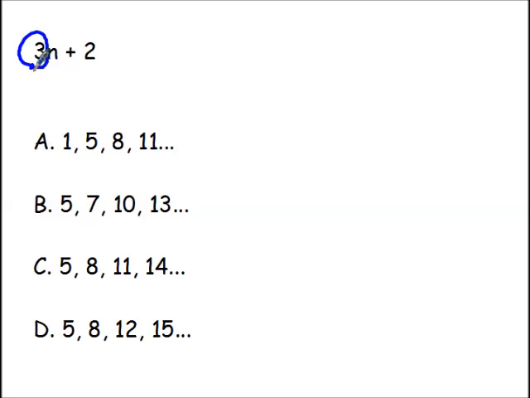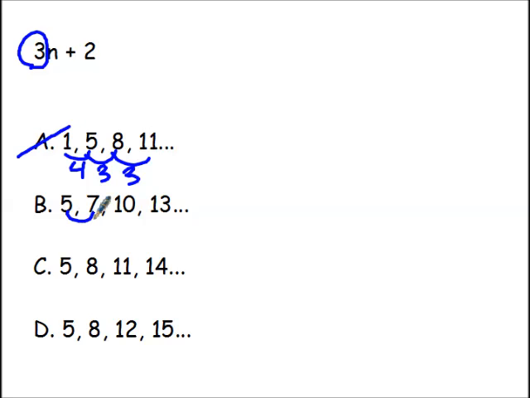So from 1 to 5, what's the difference? 4. And then from 5 to 8 is 3. And from 8 to 11 would be 3. So this is actually not a sequence at all. It's not consistent. So it's not answer choice A.